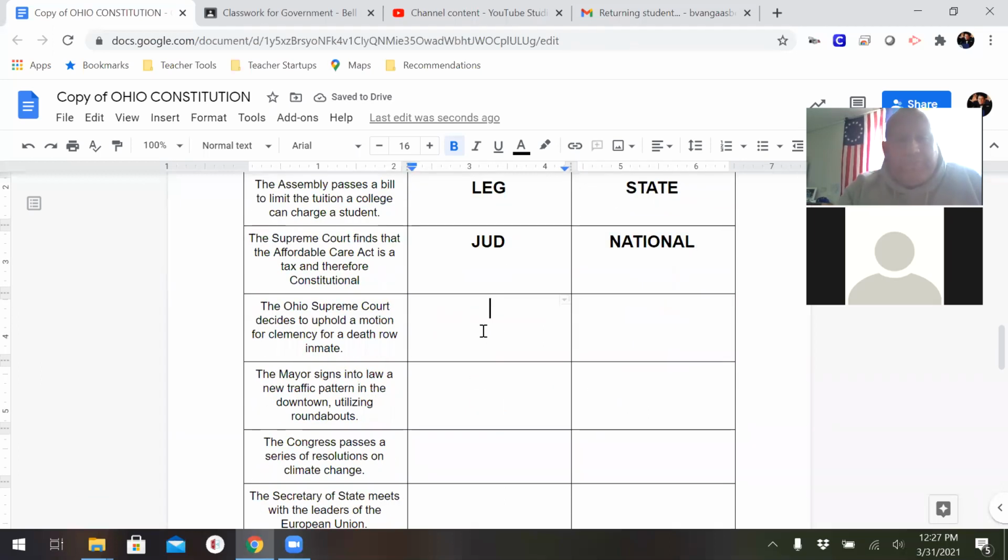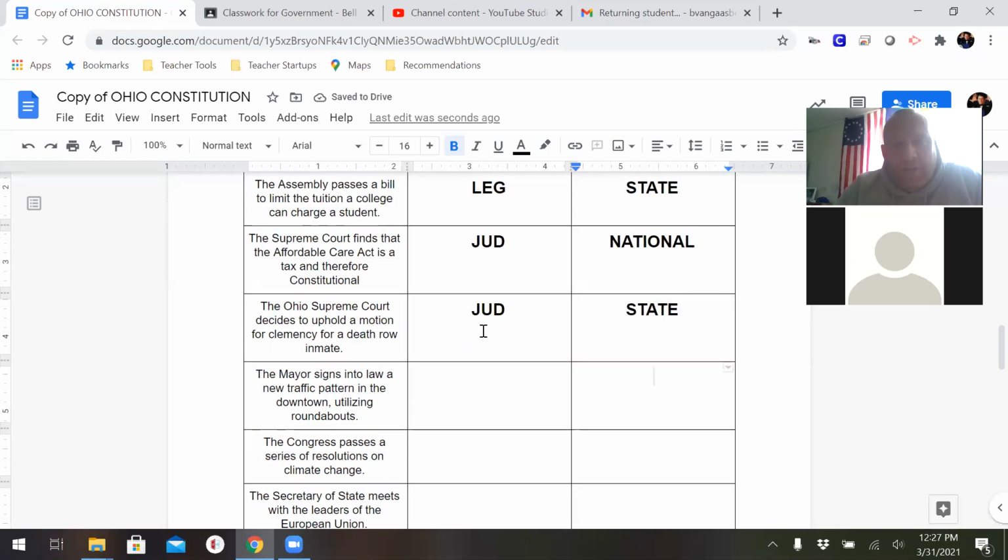The Ohio Supreme Court decides to uphold a motion for clemency, which is either a delay or a forgiveness of a death row inmate. Okay, the Ohio State Supreme Court. So, what branch is it? Very good. We're anticipating now. That's important. And since it's Ohio, we know that means state.